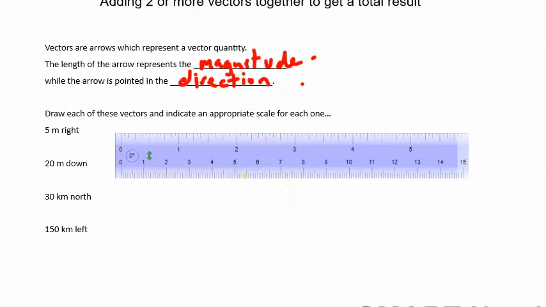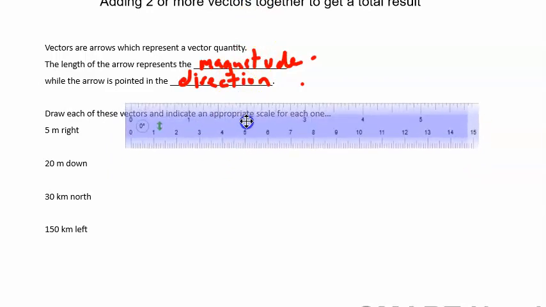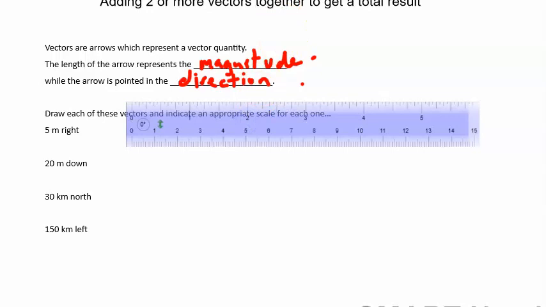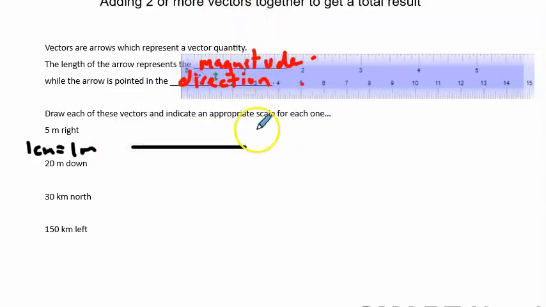Now, obviously, sometimes these vectors cannot be drawn on our papers to the same amount, and so we have cases where we will need to use a scale. If we take a look at this first example, drawing a vector of 5 meters to the right, we might use a scale of, let's say, 1 centimeter is the same as 1 meter. In which case, 5 meters to the right would be drawn as 5 centimeters. And so we'll draw our line 5 centimeters in length, and then top it up where the arrow is pointing to the right.